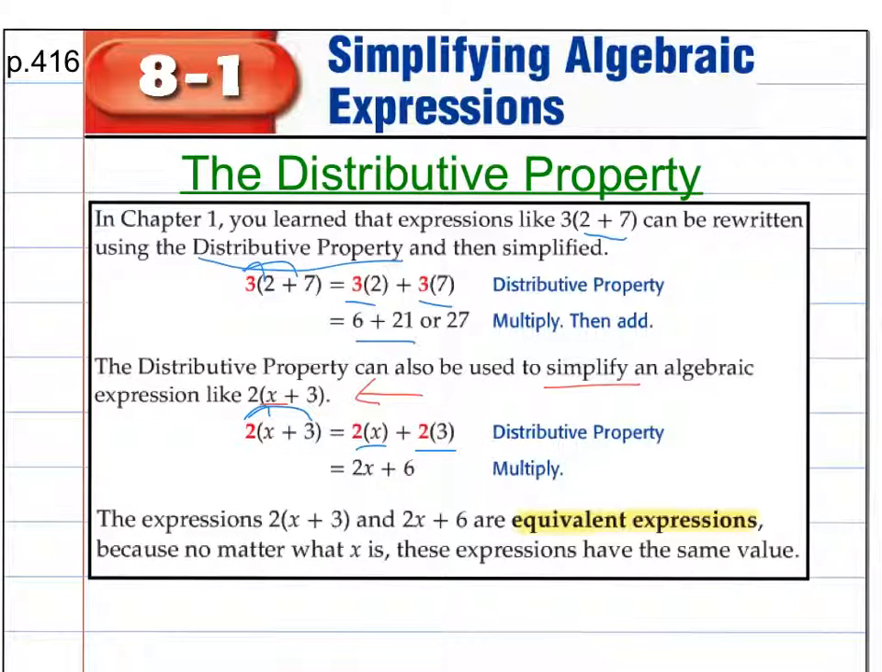So 2 times x is 2x, 2 times 3 is 6. So this means that the expression 2 times the sum of x plus 3 and 2x plus 6 are actually equivalent expressions, because no matter what x is, the expressions have the same value. They will be the same. Think about equivalent as equal or same.